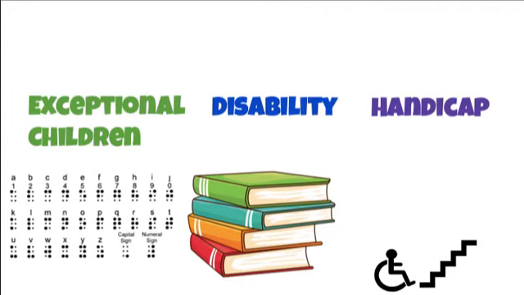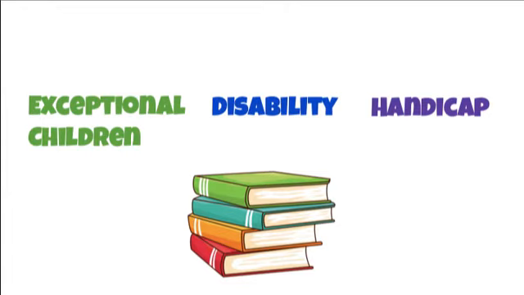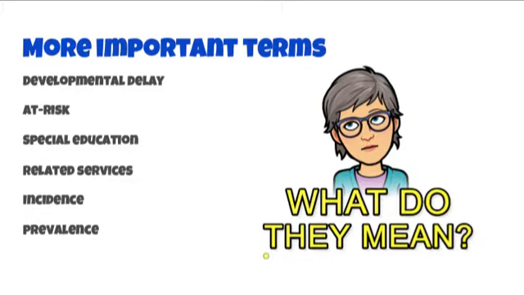So those are actually the handicaps when we're talking about the limitations of an individual or particular disorders or anything like that. We actually use that word disability. There are other important terms. The first one, let's look at developmental delay. When we're talking about a developmental delay, lots of different states have different criteria for identifying what constitutes a developmental delay.